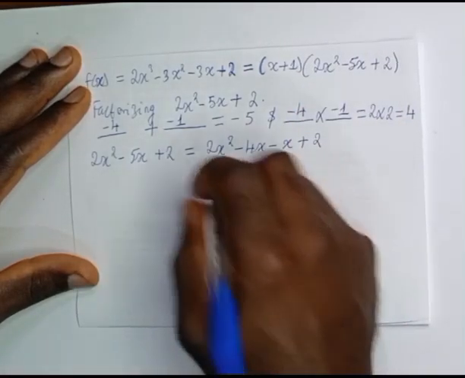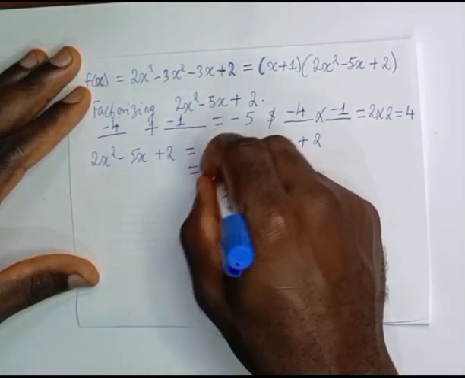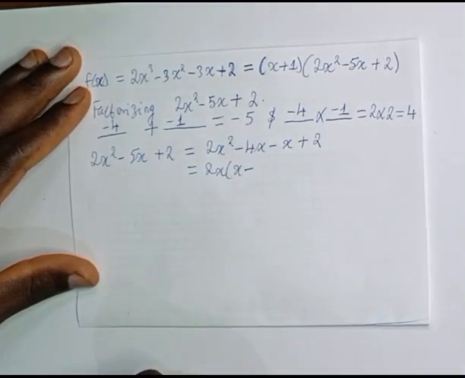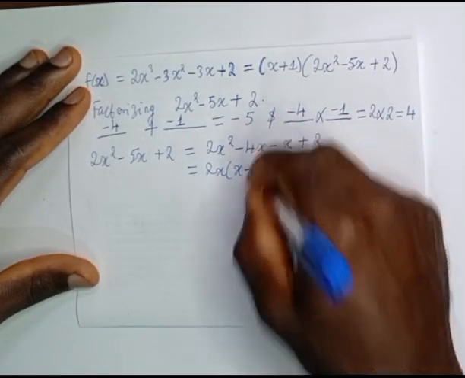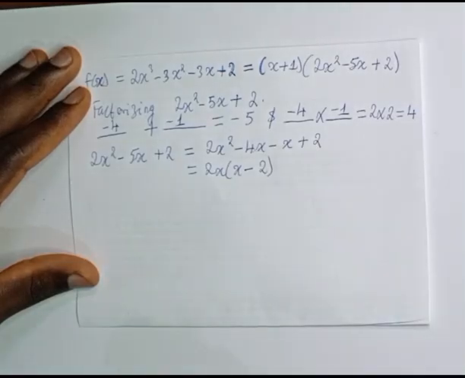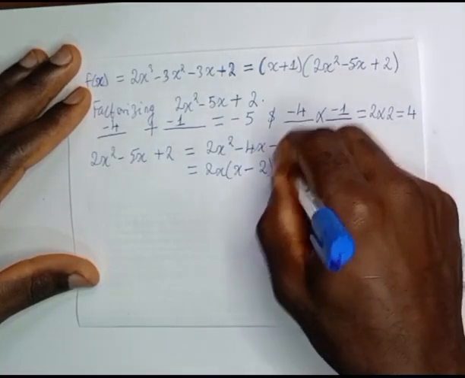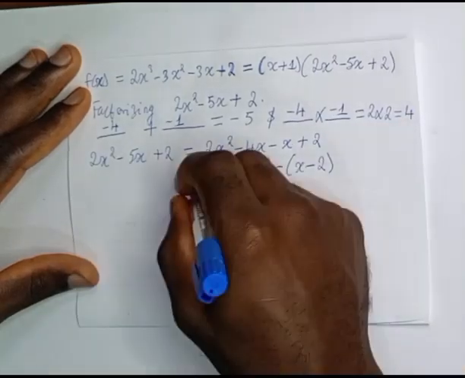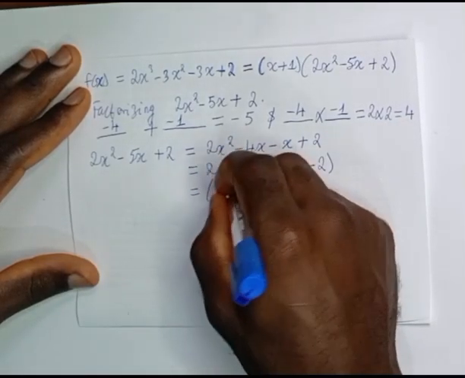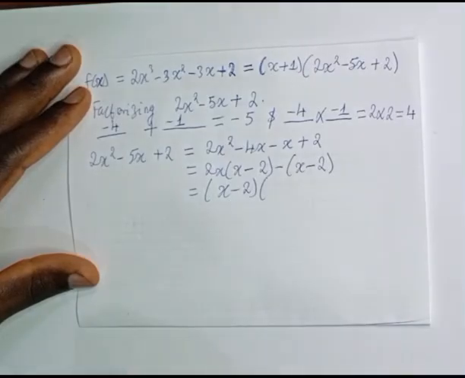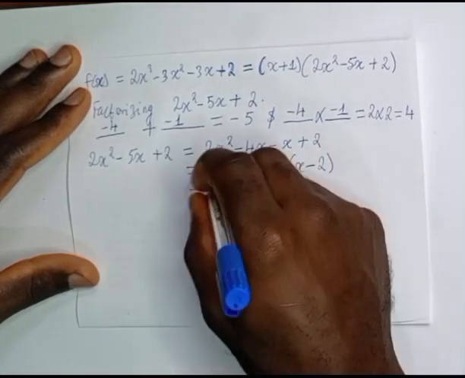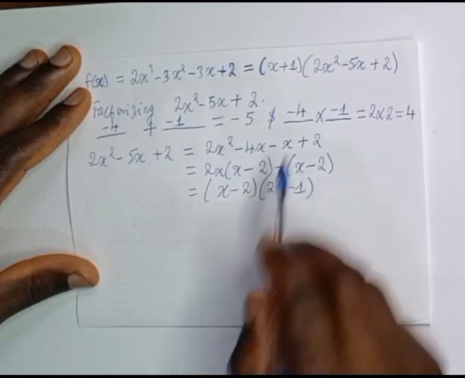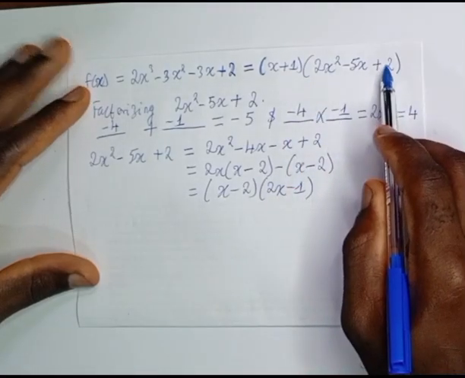We take the first pair, we factorize. 2x is common. 2x times x minus 2x times 2. We go to the second pair, we factor out negative 1 times x minus 2. We have two terms, and x minus 2 is common, times 2x minus 1. This is the factorization of the quadratic factor.